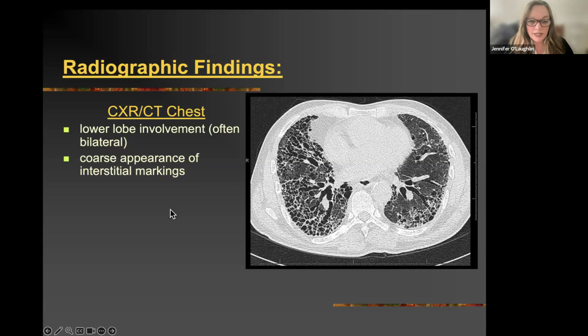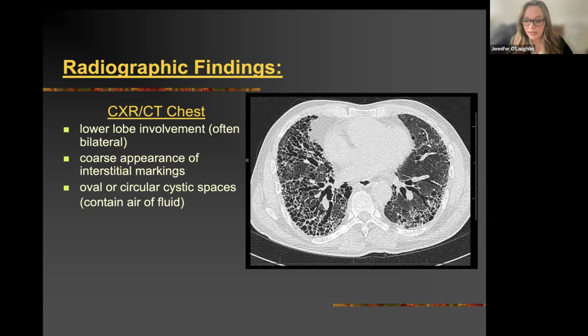And you're going to see coarsening of interstitial markings. So all the markings around the air spaces can appear more dense. And then the air spaces themselves are going to be enlarged. So all of these little round black circles you're seeing are actually bronchioles that have become dilated and are now full of air. And then notice the walls around them are thickened and more obvious.